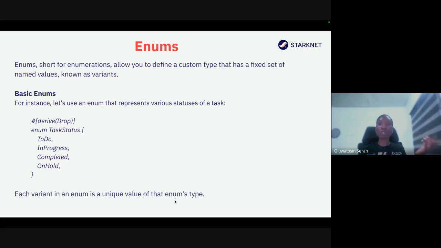Enum is short for enumeration, which allows you to define a custom type that has a fixed set of named values known as variants. For instance, let's use an enum that represents various statuses of a task. You use enums in your smart contract, say in Solidity. Say you want to create a to-do smart contract, you can use an enum to keep track of your task status: to do, in progress, completed, on hold.